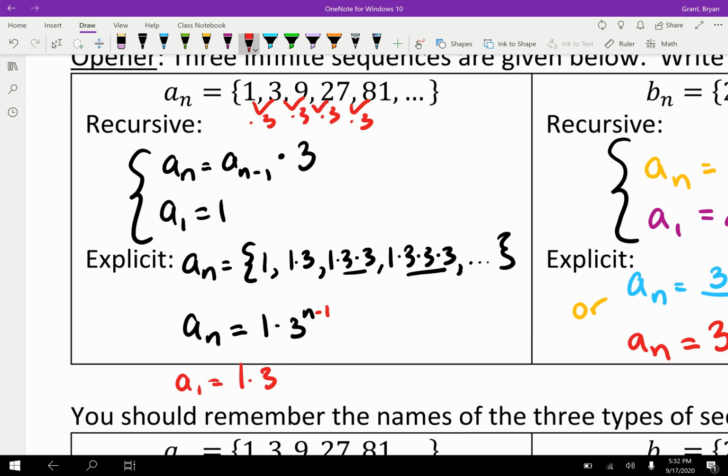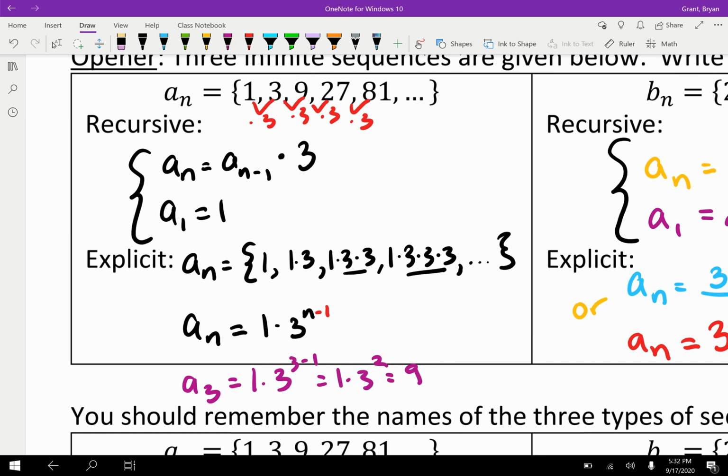A sub 1 equals 1 times 3 to the 1 minus 1. 1 times 3 to the 0th. 1 times 1 is 1. That looks pretty darn good. You can, of course, check this for any other one. Let's maybe check our third term. 1 times 3 to the 3 minus 1. 1 times 3 squared is 9, and 9 is our third term.